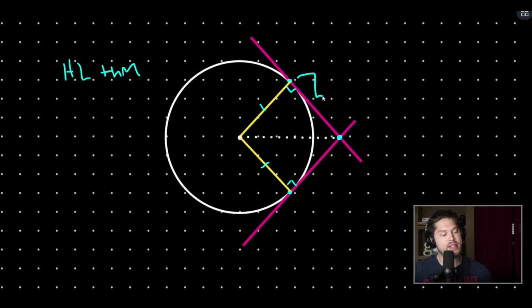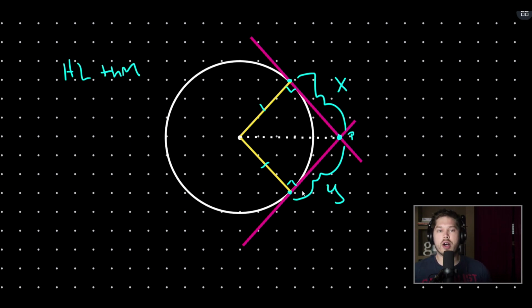Therefore, by CPCTC, corresponding parts of congruent triangles are congruent, we know that these purple segments, the segments I'm labeling X and Y here, must be congruent. So this tells us that the section of our tangent line, which goes from the intersection with the radius to the point of intersection with the other tangent line, point P, is congruent to that same distance in our other tangent line.